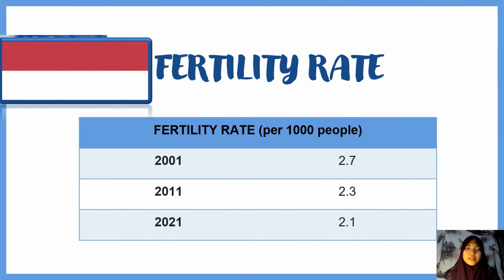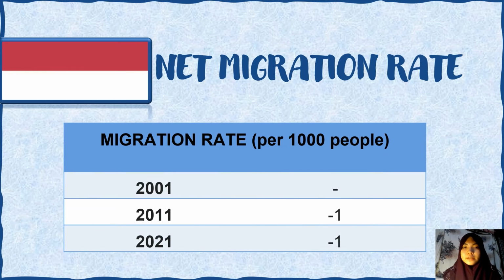Fertility rate: this Table 5 shows that there is a decreased fertility rate from 2001 to 2021. This decrease has stemmed in part from the launch of a vigorous family planning program in the mid-1970s and from social and economic change, particularly massive improvements through the 1970s and 1980s in basic education for girls. And net migration rate: this Table 6 shows that there is an increasing net migration rate from 2001 to 2011.